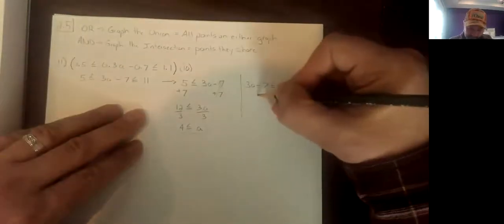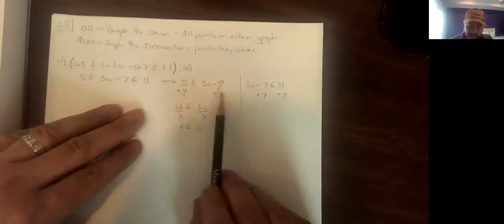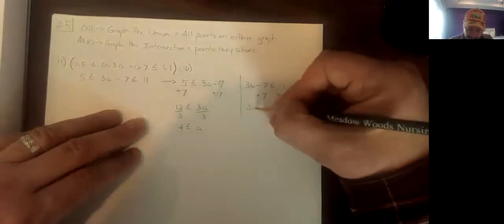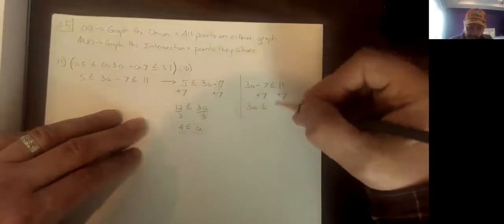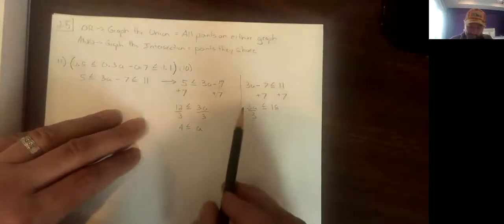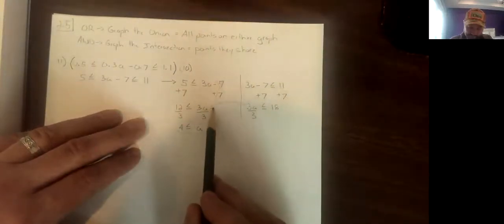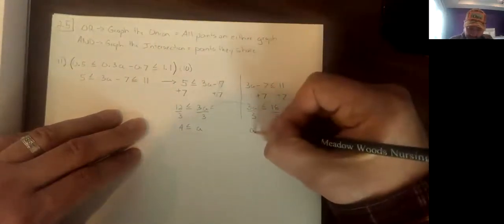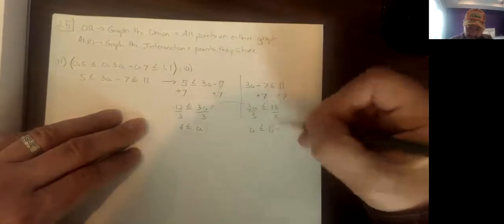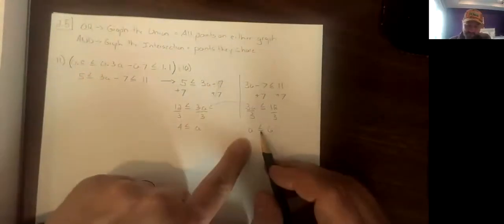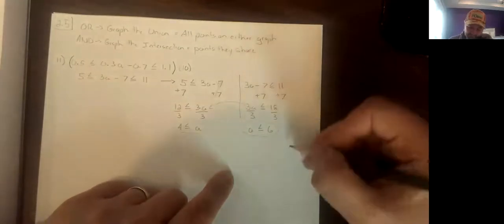That's one answer. Over here, I have to add 7 to get rid of it. Look what I did here. I added 7. I'm doing the same thing, just to the 11. So now I have 3a less than or equal to 18. Well, now I divide by 3. Guess what? I did the same thing over here. I divided by 3. A is less than or equal to 6. So what I discovered is A is less than or equal to 6.